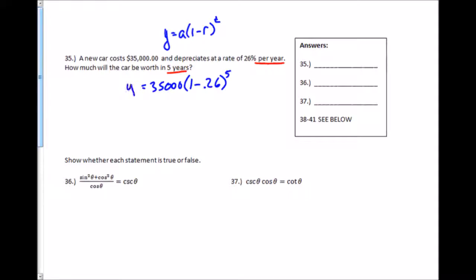And really that's it. I just have to plug this into my calculator and be careful in terms of order of operations. Make sure you start inside the parentheses and do the 1 minus the 0.26 first. That gives me a 0.74, then raise it to the 5th power, then multiply by the 35,000. Okay, so the order of operations is the only real place that you can make a major mistake here. Just make sure you start inside parentheses, then you do the exponent, and then multiply. And it looks like you get about $7,766.52. That's it.